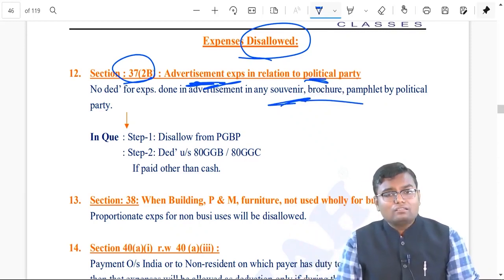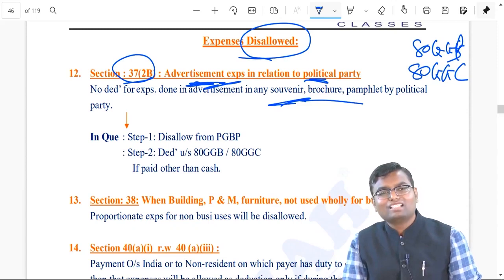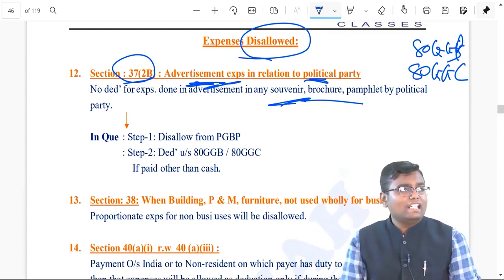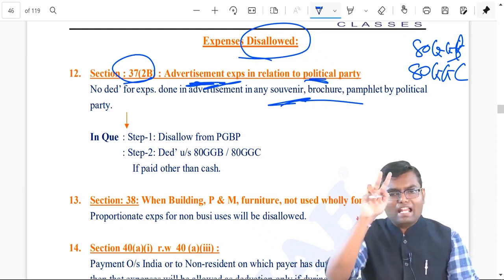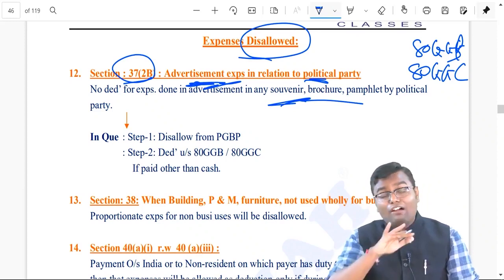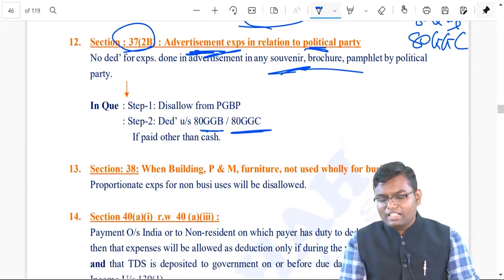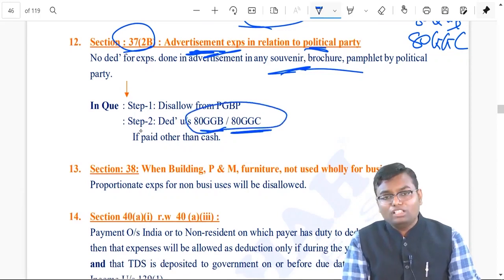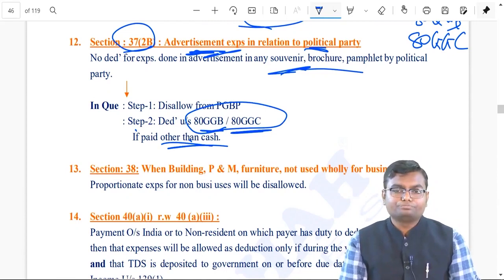The reason is, for this you are getting deduction always in sections like 80GGB, 80GGC in the deduction chapter. So what you have to do, if in your P&L any advertisement expense of a political party or donation to a political party is there, first while computing PGBP income, add back, disallow. After gross total income, take the deduction again under 80GGB, 80GGC. But in these two sections, deduction is allowed only if you have paid otherwise than by cash. Otherwise, deduction is not allowed.